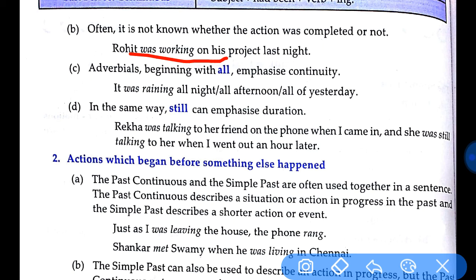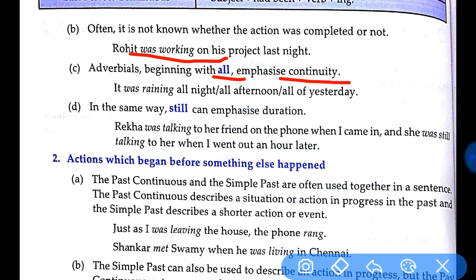Sometimes an adverbial beginning with "all" emphasizes continuity. For example, it was raining all night, all afternoon, all yesterday. This adverbial phrase, all night, all afternoon, all of yesterday, may show that for a continued period it was going on. That is why it is shown as all night or all afternoon, all of yesterday.